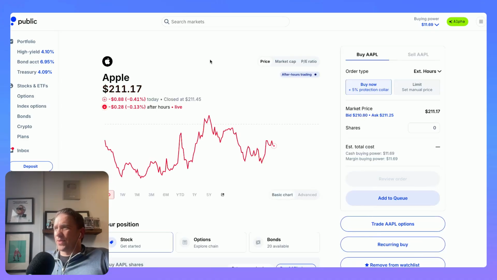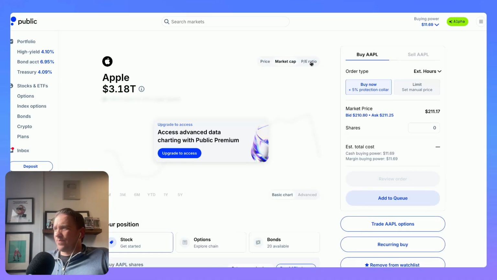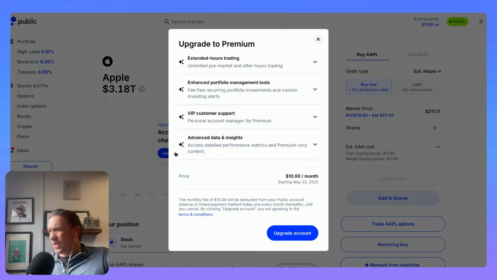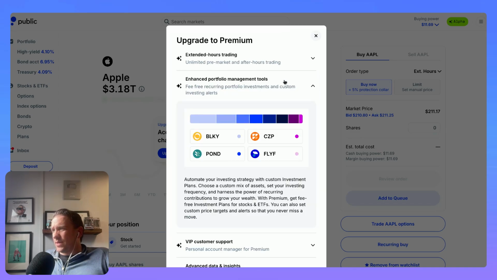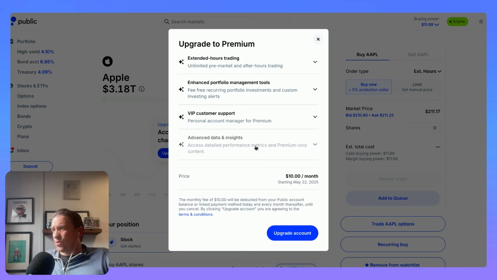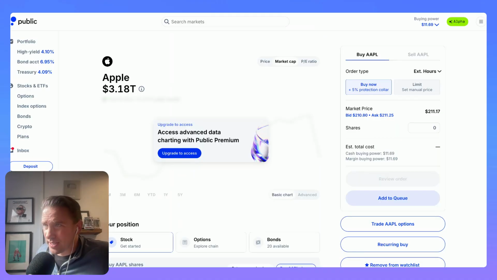Now here's my Apple chart. Price, market cap, PE ratio, and keep in mind these are pretty advanced fundamental data points, so I actually have to upgrade to get access to these specific features. But if you click upgrade, it's $10 a month, so it's not like some groundbreaking amount, and you get all of these capabilities, which is pretty nice, by the way, for having a brokerage account and then getting this research layered on top of it. So I really like that, and maybe I'll have to explore it as well.